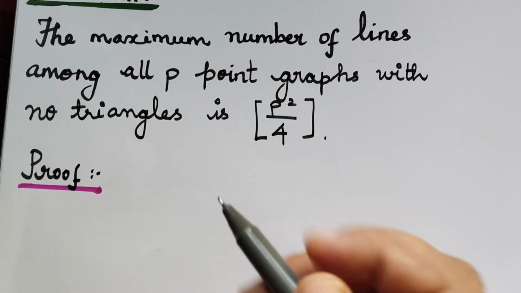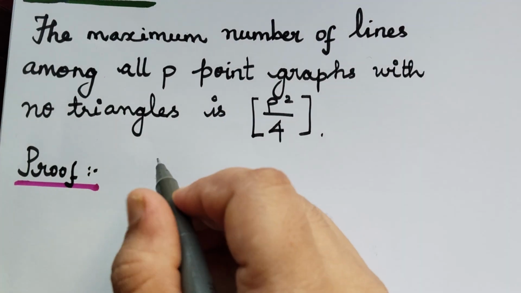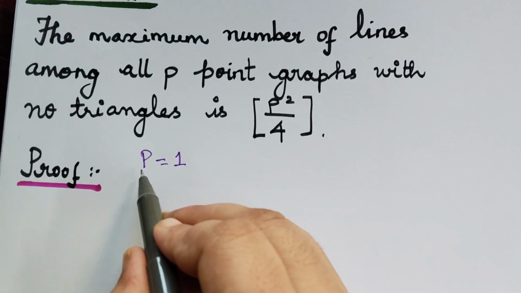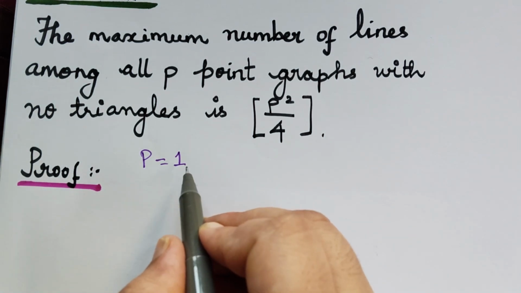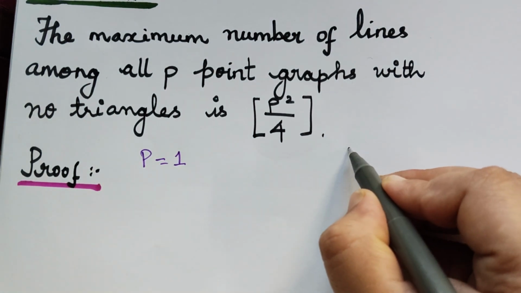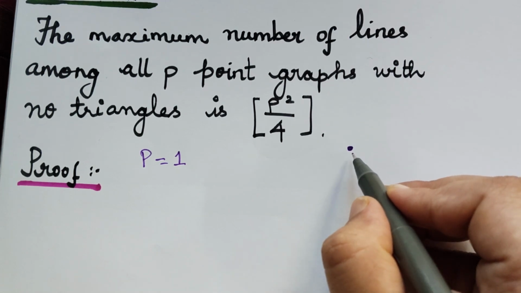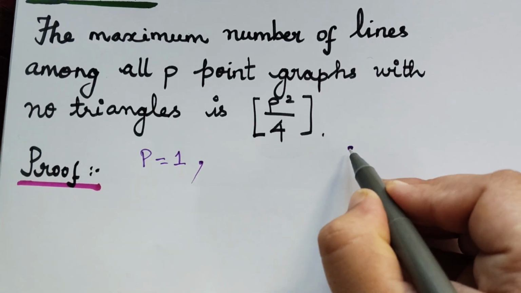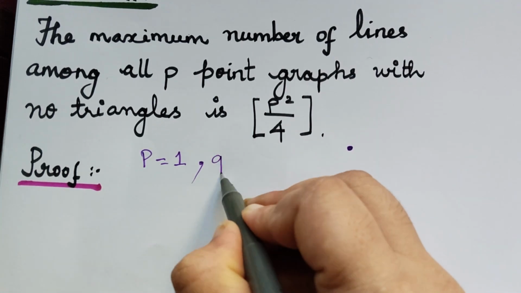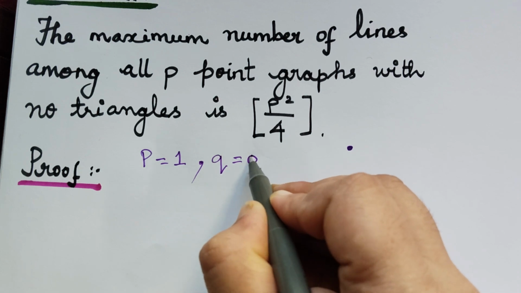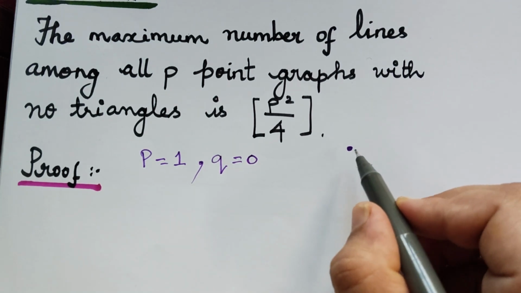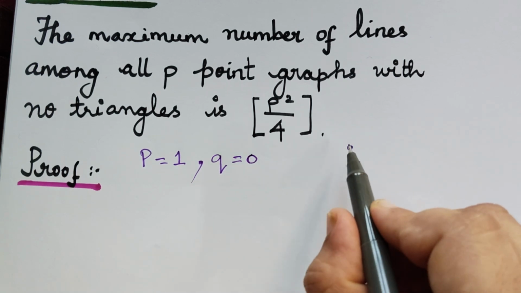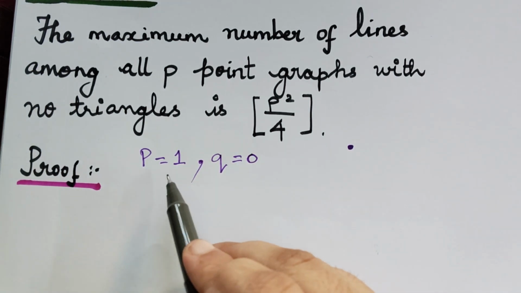So, consider a graph where the value of p is equal to 1. P is the number of points. If there is only one point in the graph, how will the graph be? It will be like this. How many edges does this graph have? The number of edges is 0, because if there is only one point, you cannot form any edge. We are excluding loops and multiple edges; we are considering only graphs without loops and multiple edges. So, there is no edge possible when p is equal to 1.